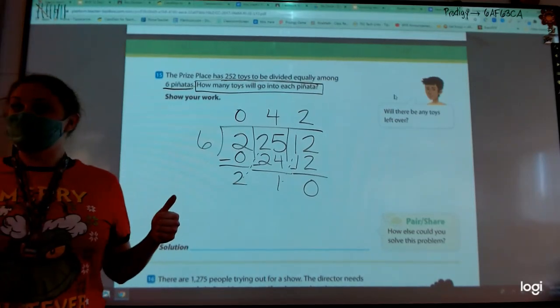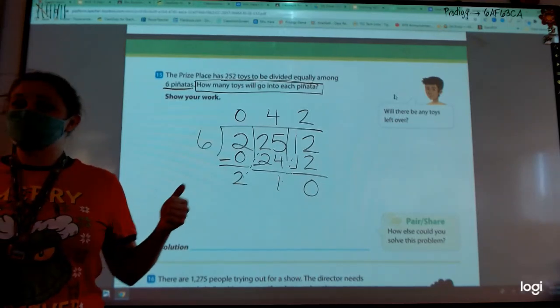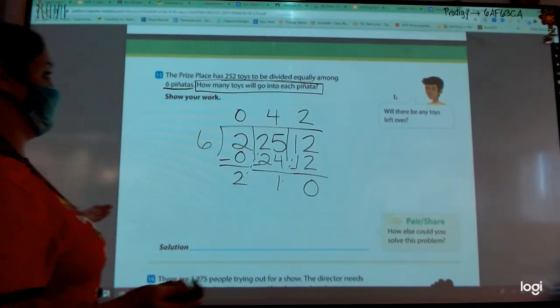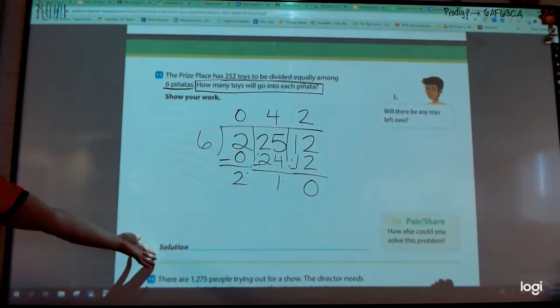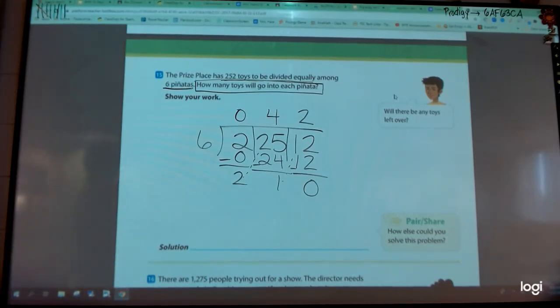All right. Anyone finding an issue with my work? Did anyone mess yours up and have to fix it? All right, we're getting it. There is no remainder. So what should our solution be? Because we need to put labels on it so we can make sense of this. Josiah? 42 toys.